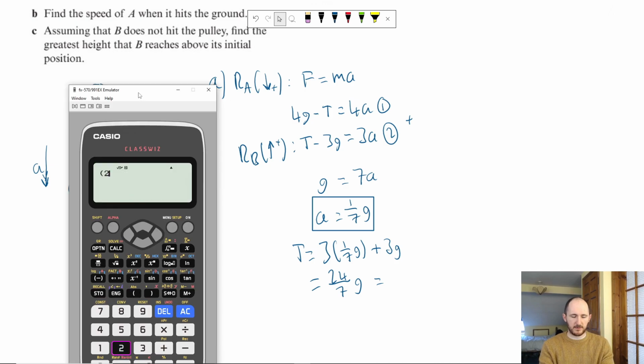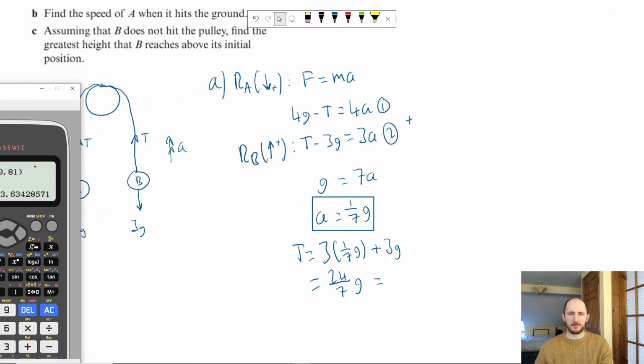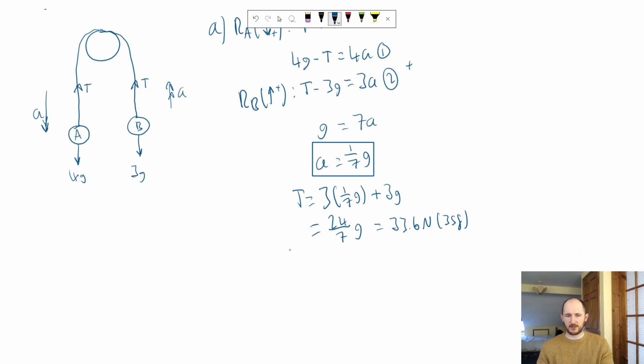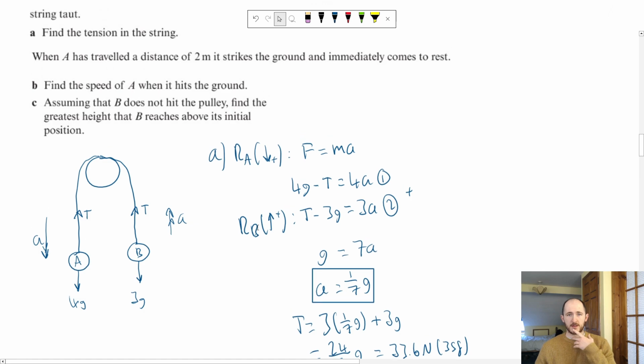Or if you just did 24 divided by 7 times g, that is also perfectly fine. Either way you want to do it. I'm going to just leave it as a 3 significant figure number because it really doesn't make much of a difference if you take 3 sig figs. But that is our value for A. So we have 2 different values. Well, they're the same value, they're just written differently. That would probably again be for about 3 marks.